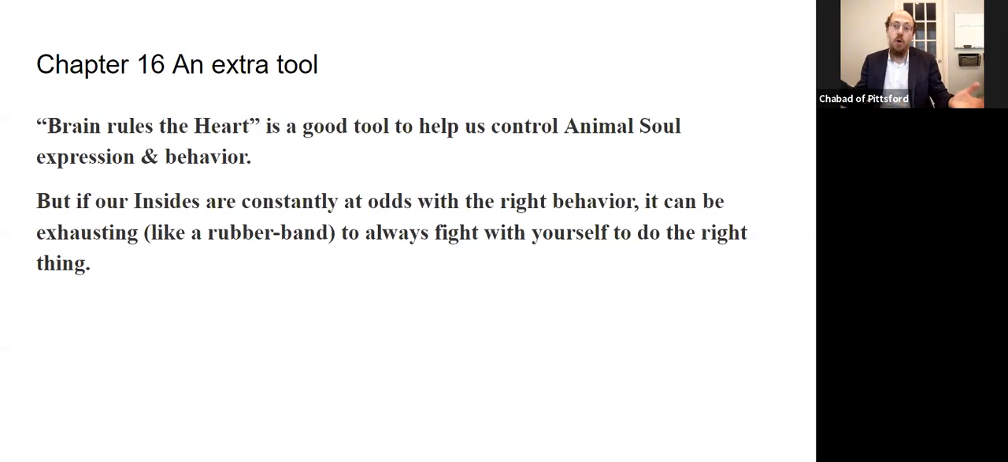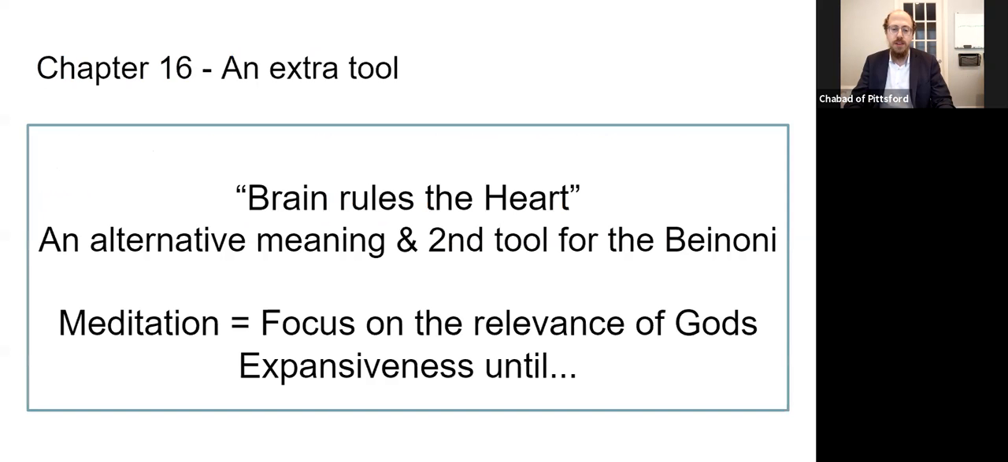So we just said, always override it, but always overriding it is exhausting. So we're going to learn an extra tool in chapter 16 and 17. We did 16 last week, so I'm just going briefly through it. We say the brain rules the heart. There's an alternative meaning to that term, and it's also a second tool for the Beinoni. The same catchphrase gives 2 tools for you to become the best you.